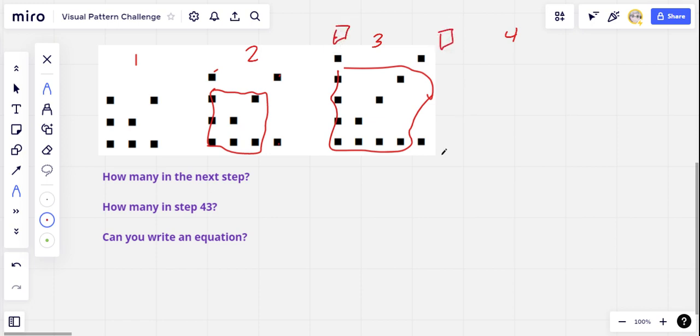Okay, so if I were to predict step 4, I would just add another square here, another square here, and another square here. How many would that be? 1, 2, 3, 4, 5, 6, 7, 8, 9, 10, 11, 12, 13, 14, 15, 16. So I think there are going to be 16 in step 4.